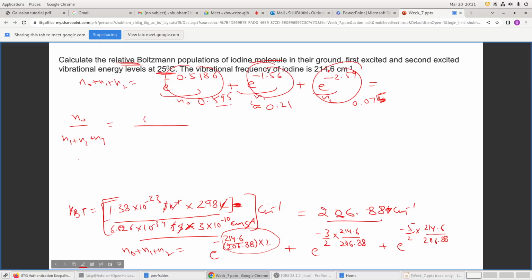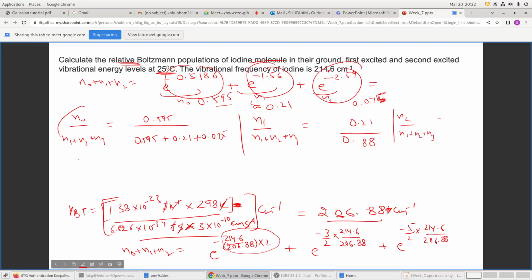Okay, now put it here. 0.595 divided by 0.595 plus 0.21 plus 0.075. This is for the first ground state, and now n1 divided by n1 plus n2 plus n3 is equal to, we can solve this. This is 0.88, and for n1 this is 0.21, for n2 this is 0.075, and this is 0.88.